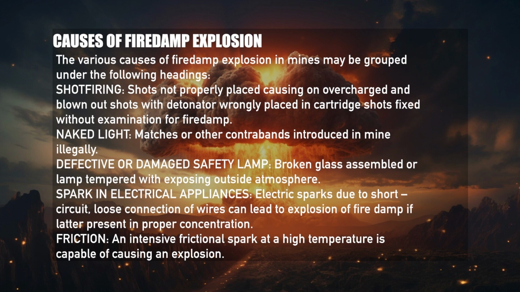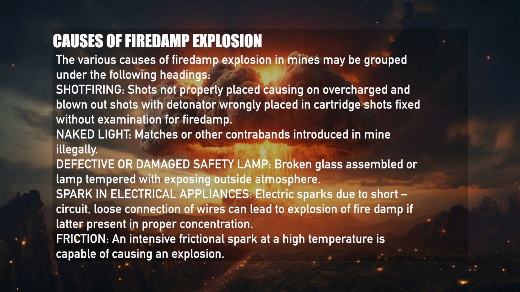A spark in electrical appliances. Electrical appliances, if they are not intrinsically safe or they are not present in a flame proof enclosure, may throw a spark outside the machine, and this spark is a prime source of ignition or explosion of methane that is present in the surrounding atmosphere. And if methane is present in proper concentration, then an explosion can take place.